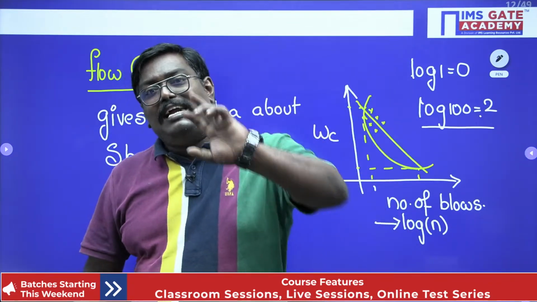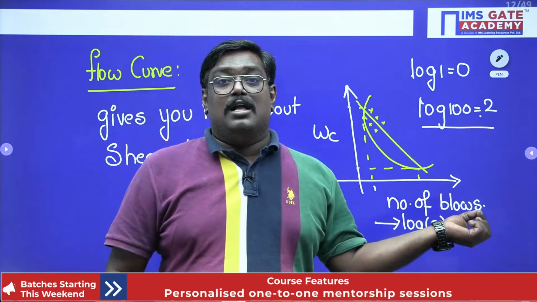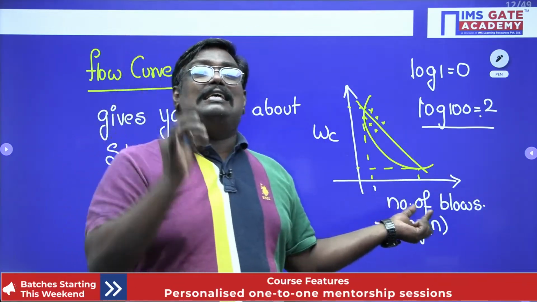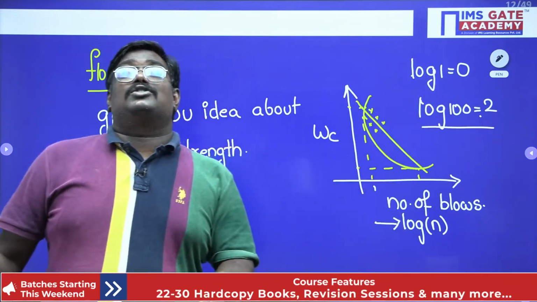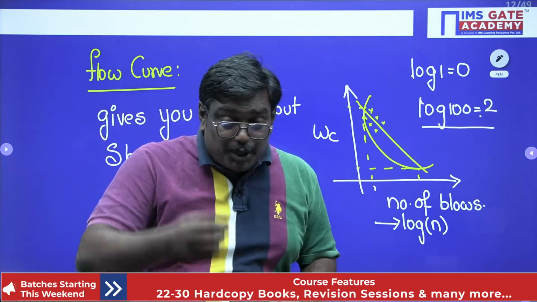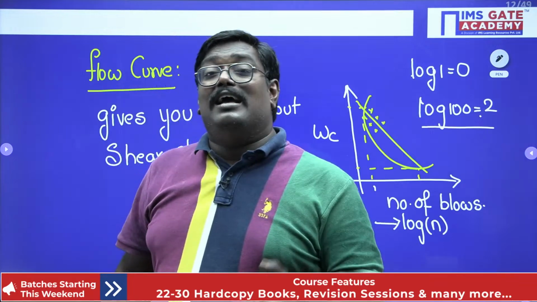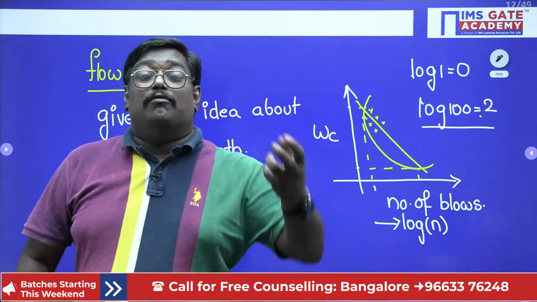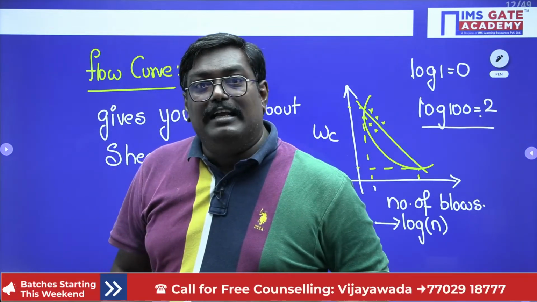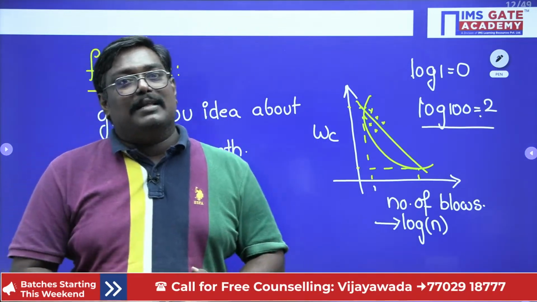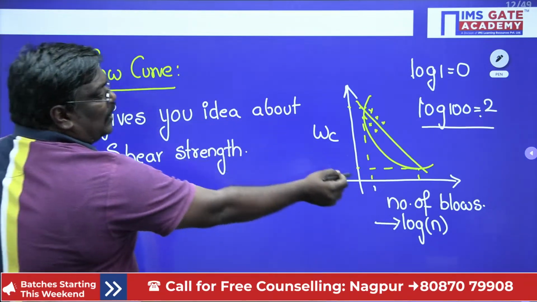Or you can derive it from the differential equations, from a straight line equation. So this is a common example of how a curve can be made into a straight line. That is the reason that when you talk about coefficients, they try to find the coefficients using a logarithmic formula, or a square root fitting method, or a square curve fitting method. These are the different concepts. So here the flow curve gives you an idea about the shear strength.